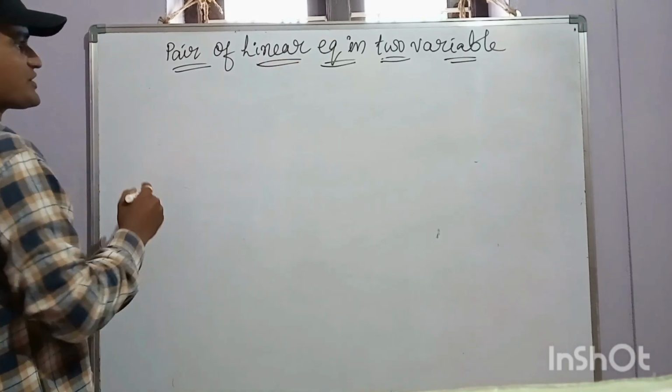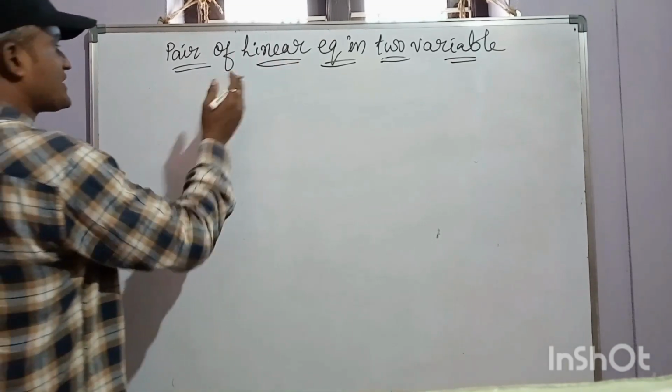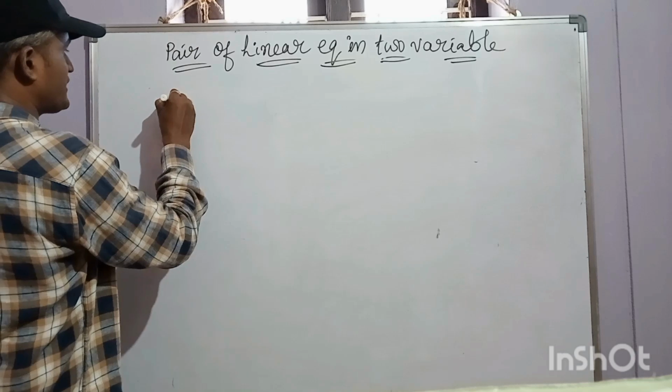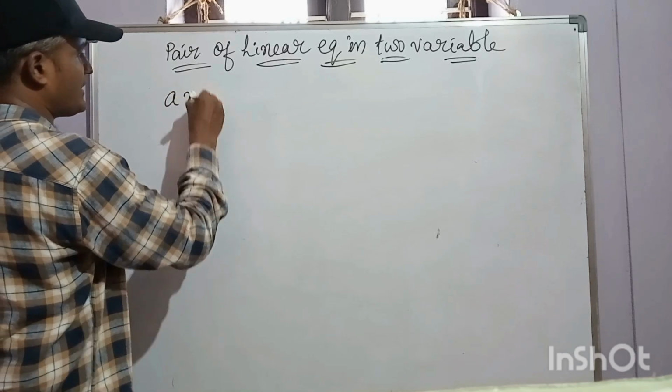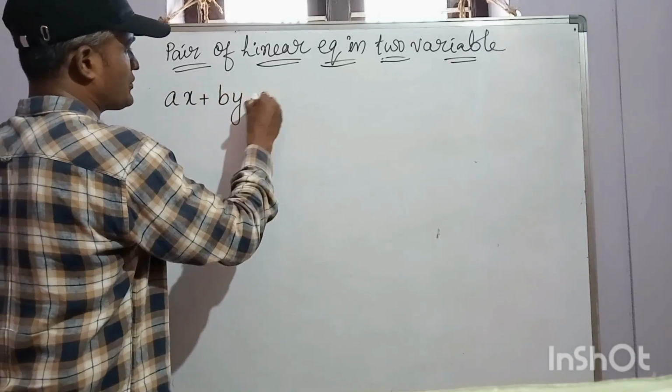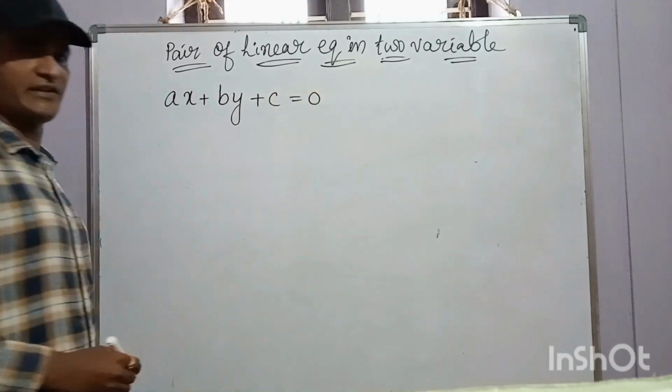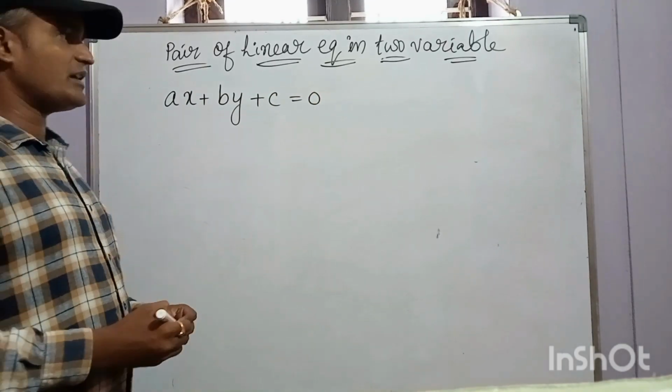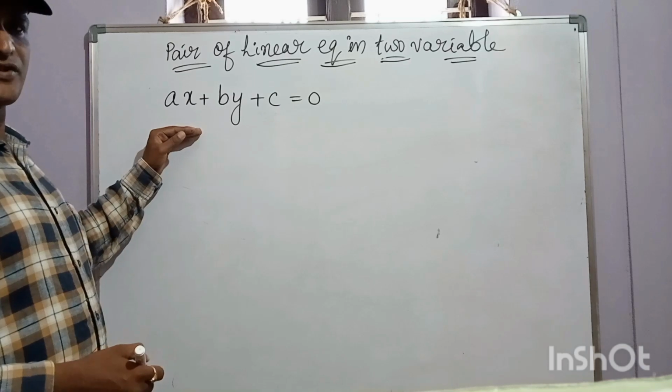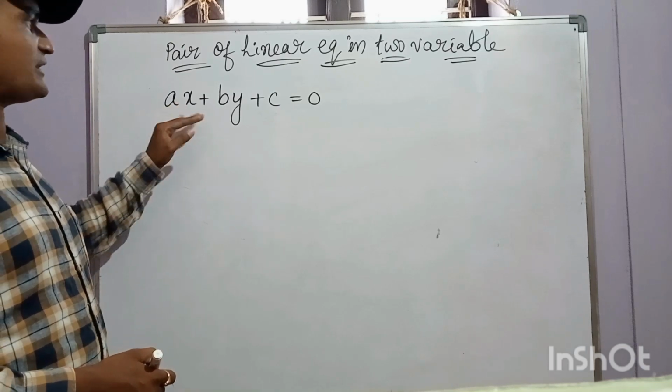So, pair of linear equations, general form. You see, first one equation is there, then we will take ax plus by plus c is equal to 0. This is the general form of a linear equation. It has infinite solutions.